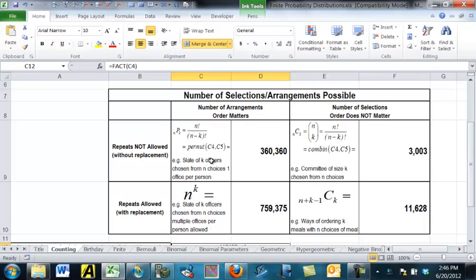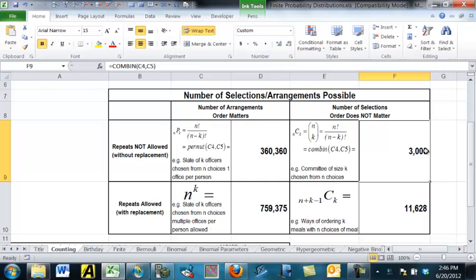Or repeats are allowed, that's done with replacement. And some examples, if you have k officers chosen from n, and 1 office per person, that's n permute k, which is n factorial over n minus k factorial, or in Excel, PERMUT. And then C4 and C5 are n and k. So that's what the formula is right there. If the order matters, but we do allow replacements, it's just n each time, and there are k of them, so it's n to the k power, which is C4 to the power C5.